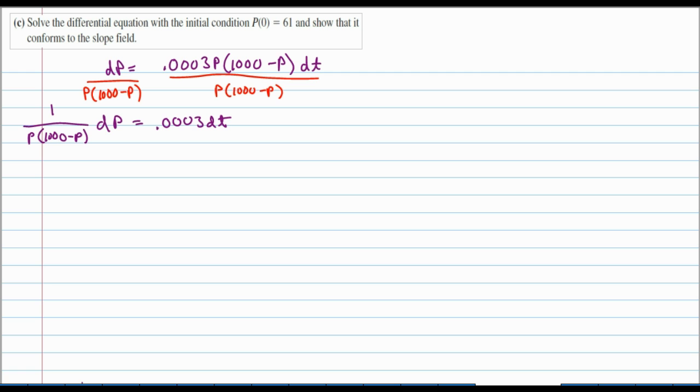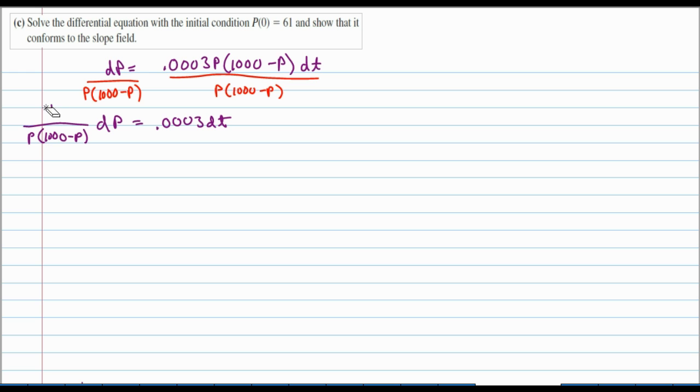Wait, no I'm not. How are you going to integrate 1 over P times (1,000 minus P)? Because that would be a P squared in the denominator, so a composition function, but the numerator doesn't have a P in it to relate to a derivative. U substitution is out. I don't really see this going well with integration by parts, so guess what? Here's where your partial fractions come into play.